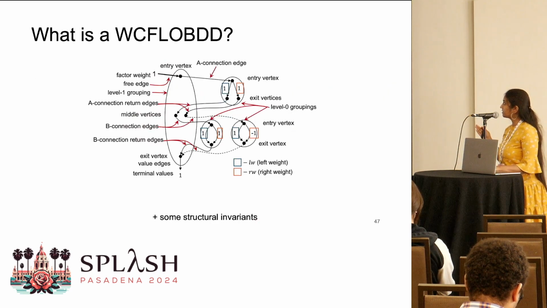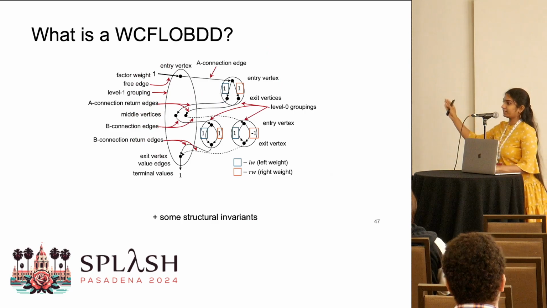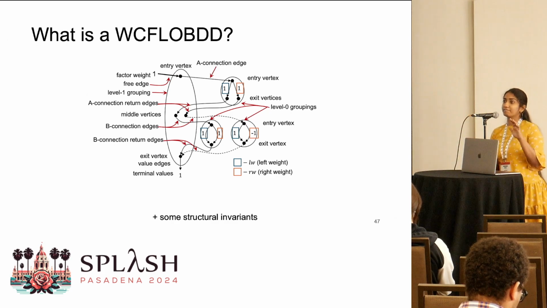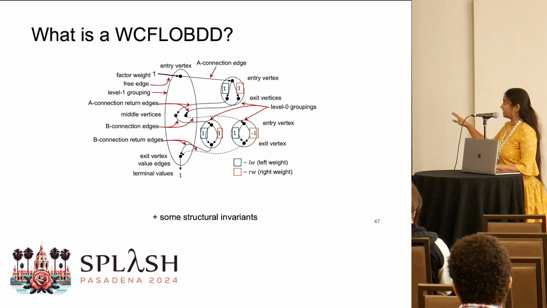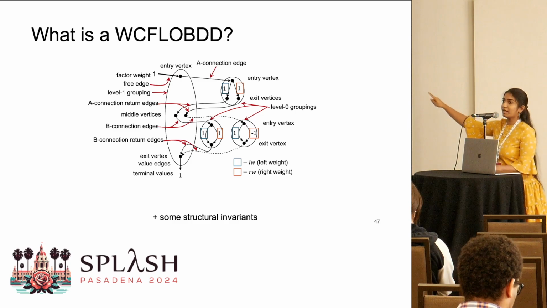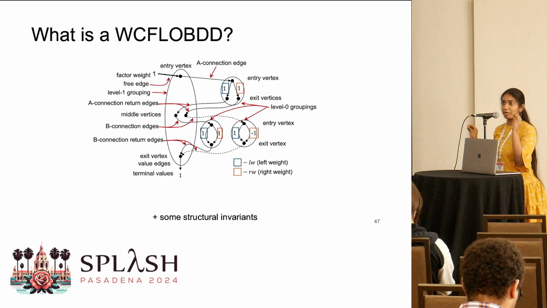What is weighted CFLOBDD? It's a hierarchical structure. So at every level, you have groupings. At level 0, you have the decisions. As you can see, the fork node and a don't care node. And you have a weight associated to every decision that you take.